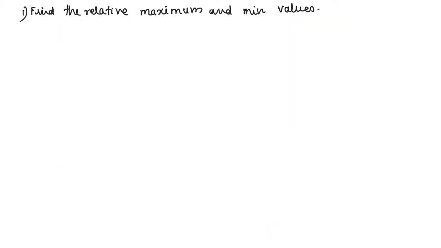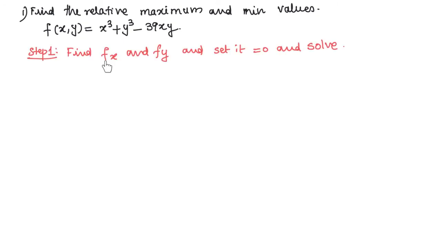Let's do an example. Find the relative maximum and minimum values. The function is x cubed plus y cubed minus 39xy. So first we will find the critical point by setting the first partial derivatives with respect to x and y equal to 0 and solving.